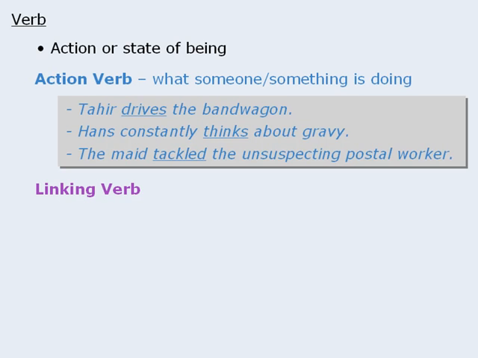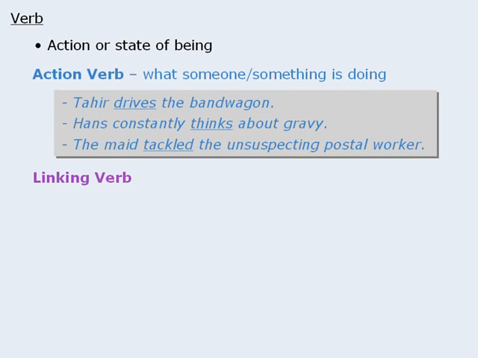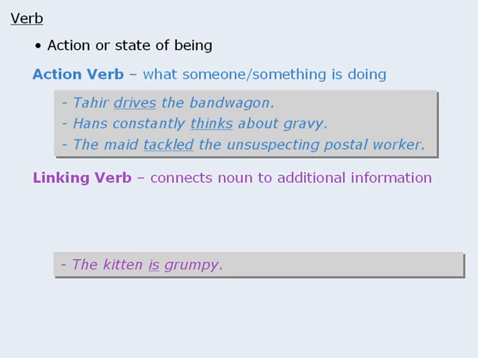Okay, now linking verbs are much different from action verbs. A linking verb connects a noun to information about that noun. For example, in the sentence, "The kitten is grumpy," the verb is used as a linking verb. It connects the kitten to information about the kitten. The information is that the kitten is grumpy.